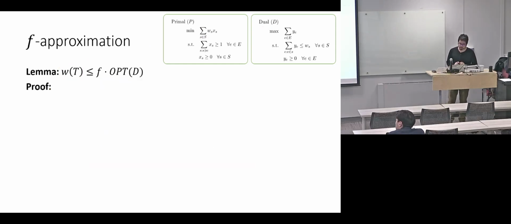So let's prove this. The point is this. W of T is just a sum over the sets S in T of W_S. We want to analyze this one. What do we know at all about W_S?